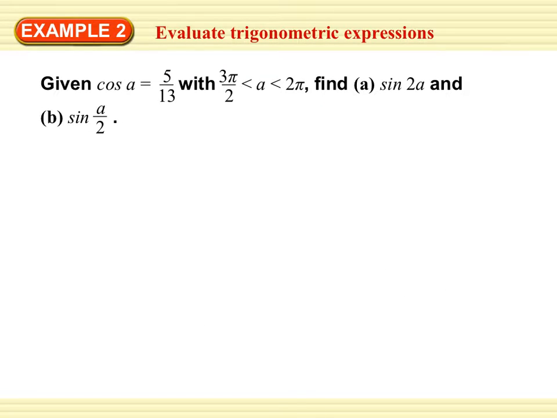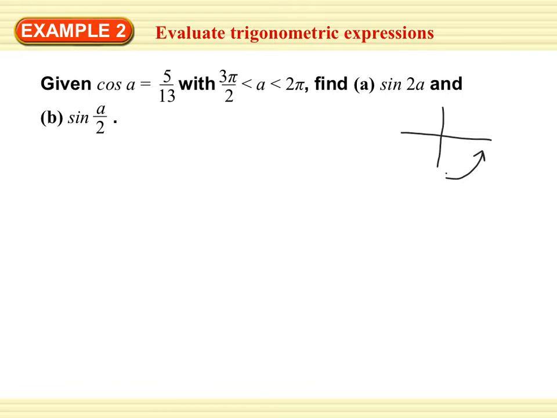Okay, let's try our second example for what we're doing here. Given cosine A equals 5/13, and our A is between 3 pi over 2 and 2 pi, find two different things. We're going to do one at a time. First, we're going to find the double angle, sine 2A, and then we're going to find the half angle, sine A over 2.